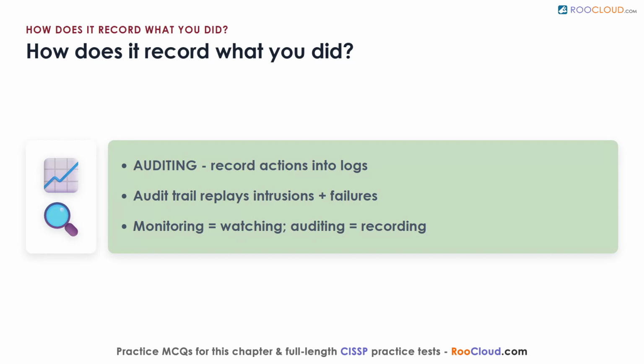How does the system record what you actually did? Through auditing. Auditing is the programmatic recording of a subject's actions into logs. Those logs become an audit trail you can replay to reconstruct an intrusion, a failure, or a fraud. It also surfaces abnormal activity that should not be happening. One clarification that trips people up. Monitoring is the act of watching, while auditing is writing that activity into a durable record. You can watch without recording, but you cannot audit without watching first. Picture a store's cameras feeding a recorder that keeps the footage.